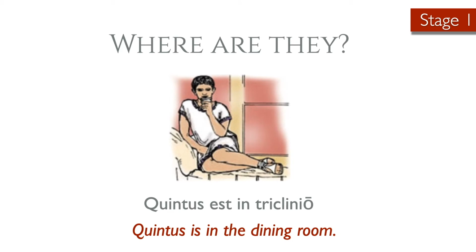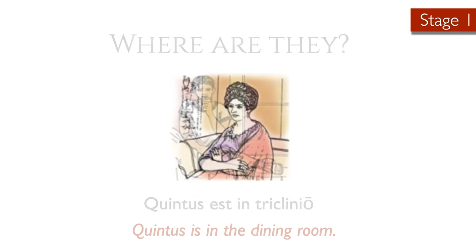Next, we have Quintus, the son. Quintus est in triclinio. Notice that the ending for a triclinium has switched to O because we're using the preposition in, which requires an ablative. And the translation? Quintus is in the dining room.